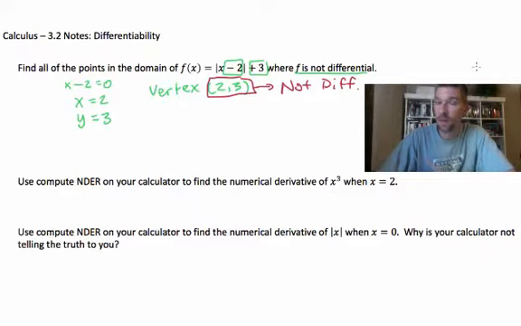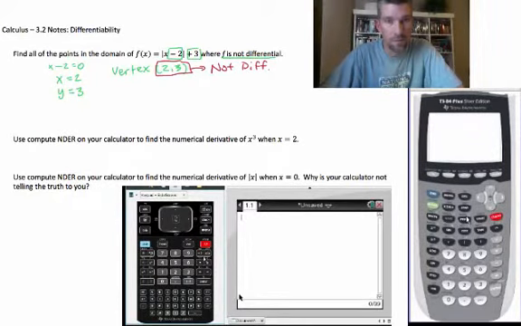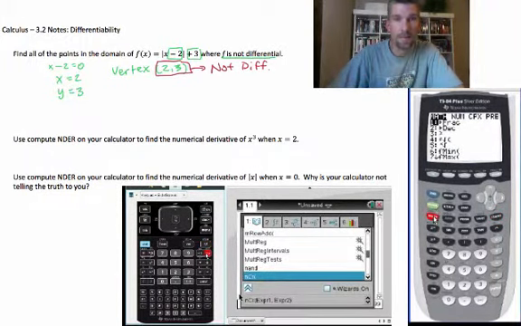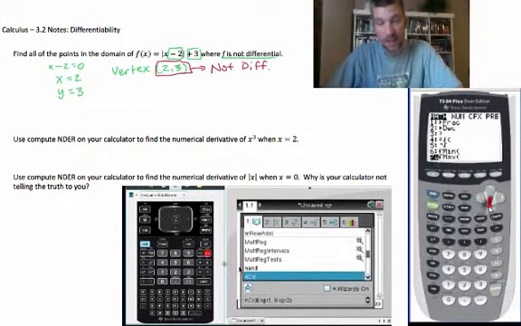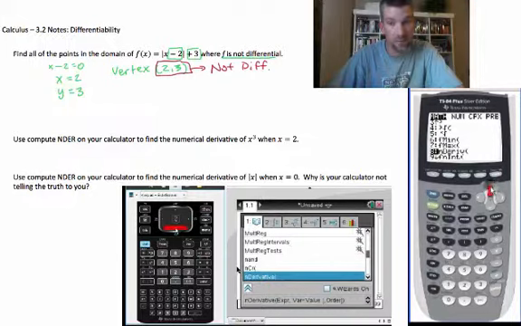Some other things that we can do with our calculator that are pretty fun is we can use what's called nDeriv to calculate a numerical derivative. And I'll put a calculator up right now and you can see what that looks like. And it's really easy, and this gives us an actual numerical value for the derivative of x cubed when x is 2. And so there's how you do it, and you can do it with the Inspire and the 84s and the 83s. So it's really nice.